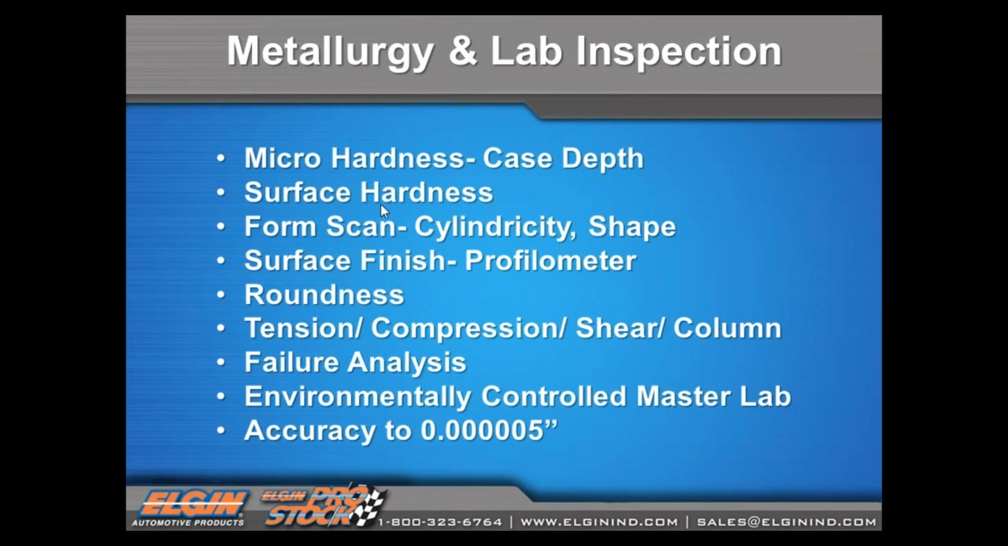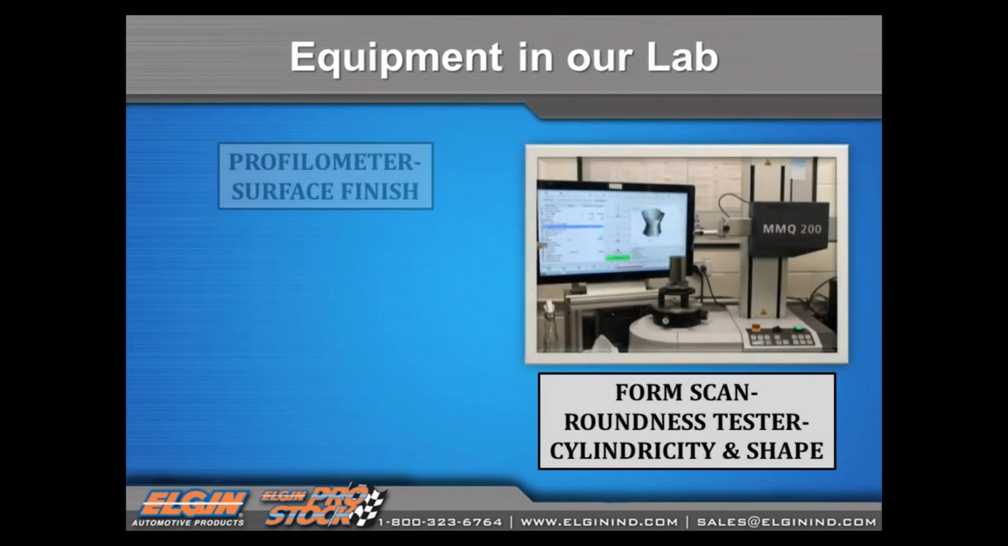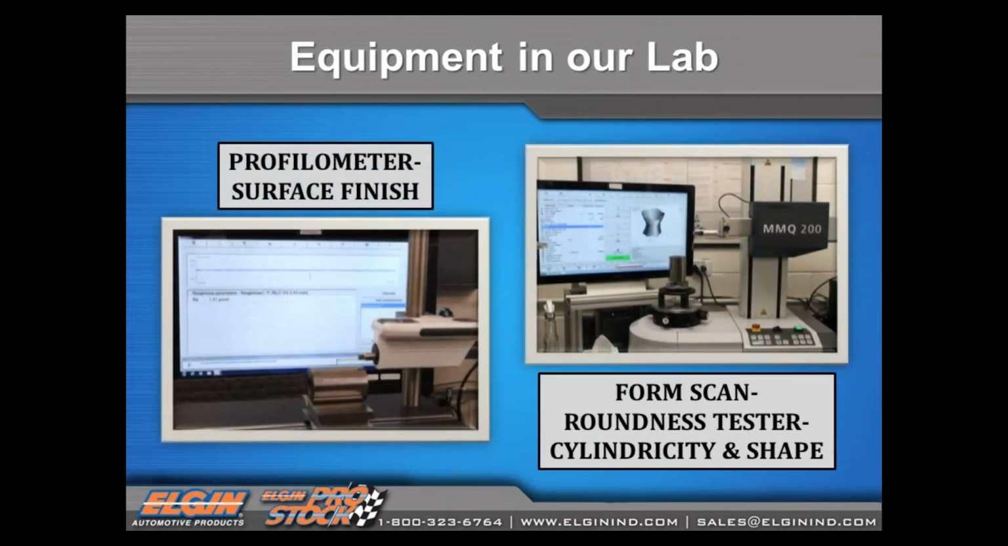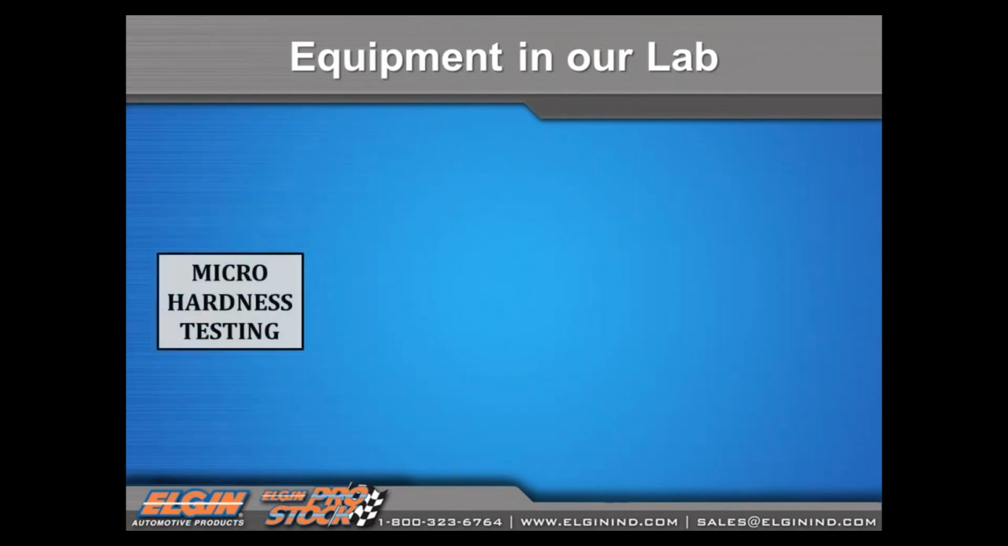Again, our metallurgy and lab inspection consists of this equipment. We have micro hardness, surface hardness, and roundness that we just talked through. We also have failure analysis and a master lab, because when we're grinding journals and holding plus or minus 50 millionths statistically, you have to have very good measuring equipment. That equipment has to be in an environmentally controlled lab for humidity and temperature. We have a resolution down to 5 millionths. And these are pictures that we saw as part of the form scan on the profilometer.